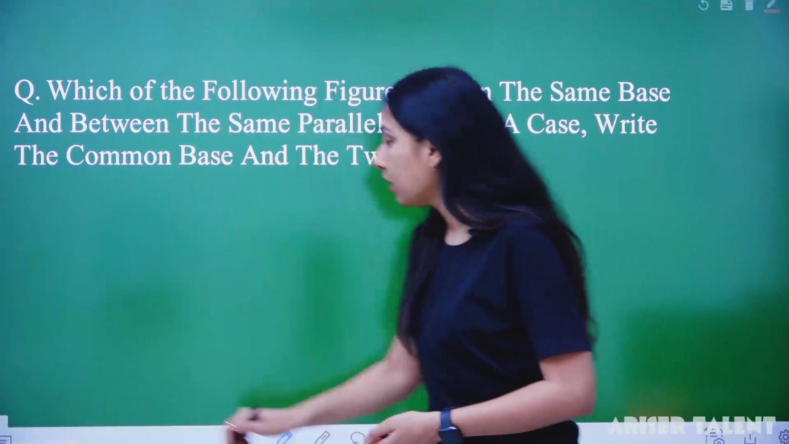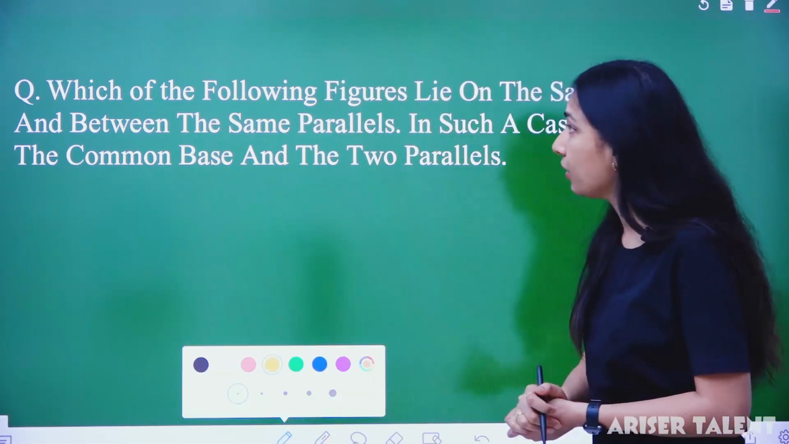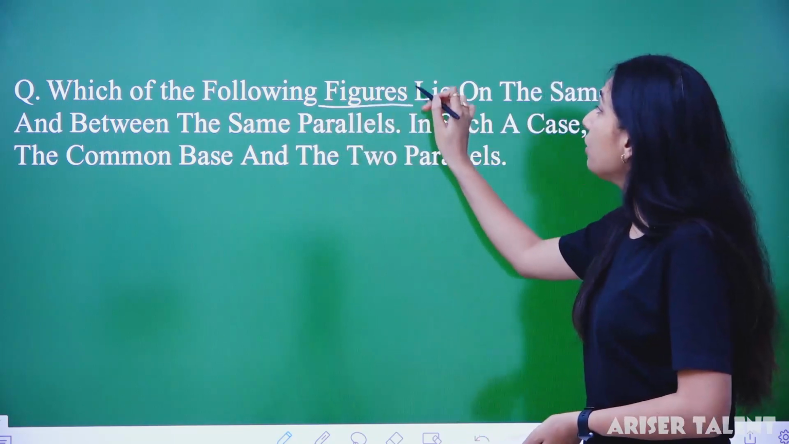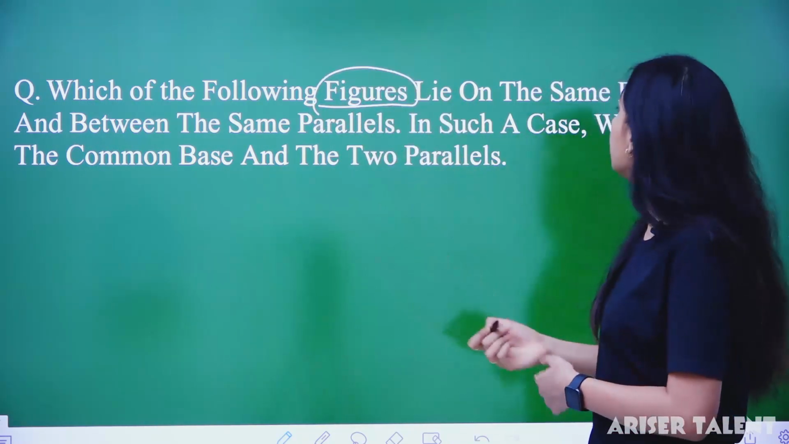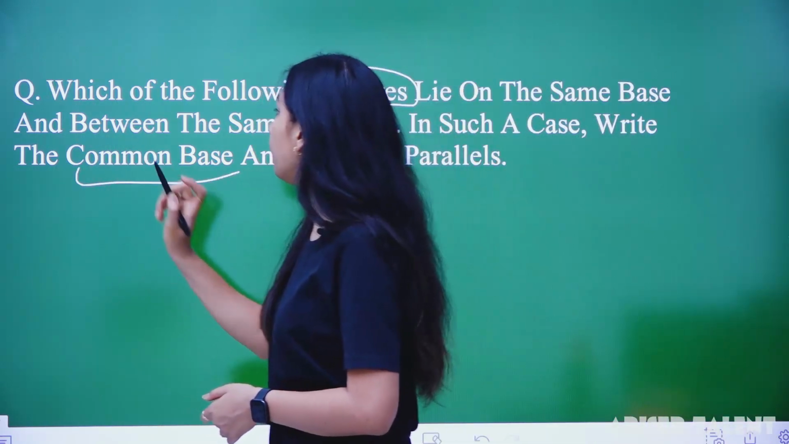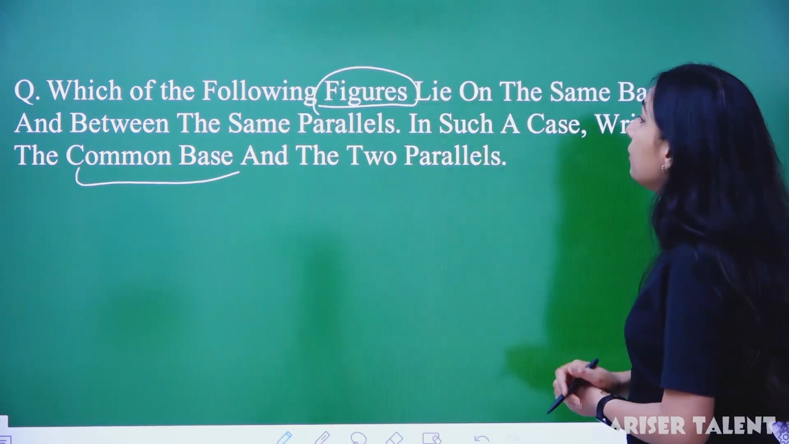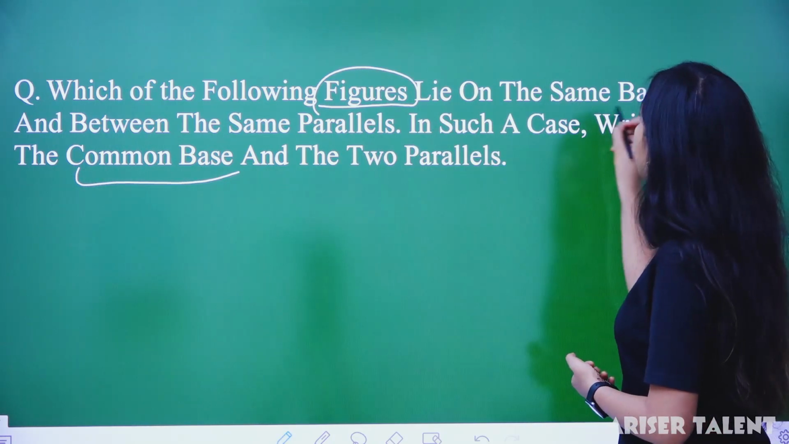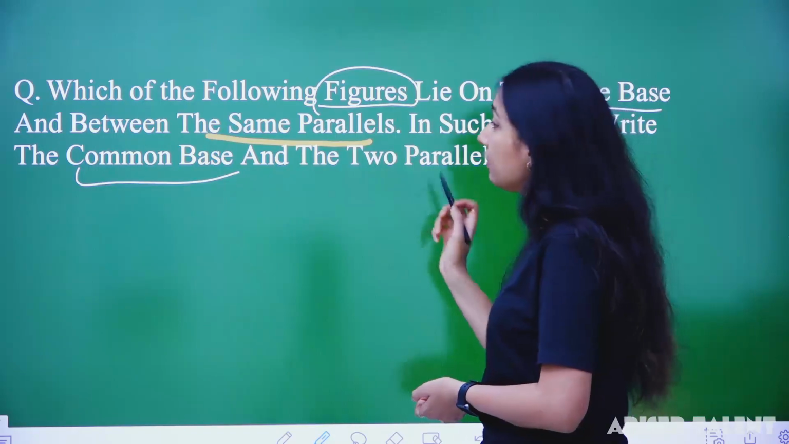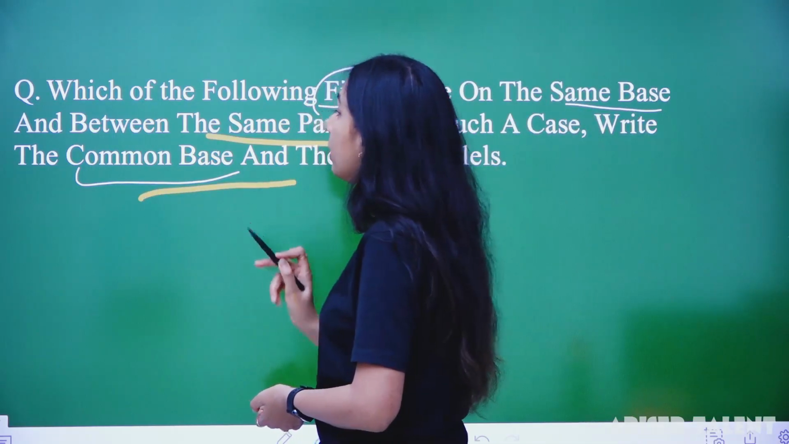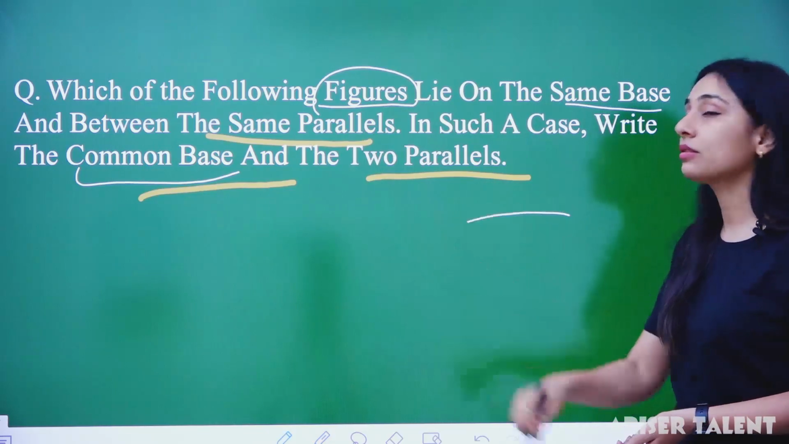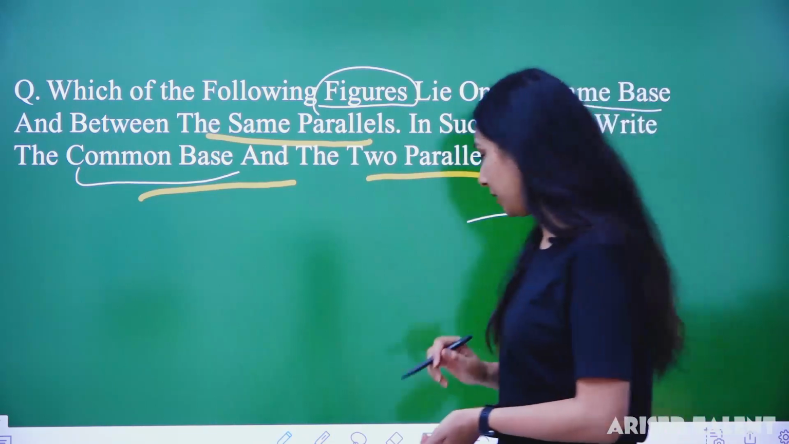What we are going to do here, okay, we are just going to look at the figures which are given to us, and then we have to tell the common base. First thing, we have to find whether they are on the same base and between the same parallels. And if yes, then after that we are going to find out what is the common base and what are the two parallels, right? Okay.